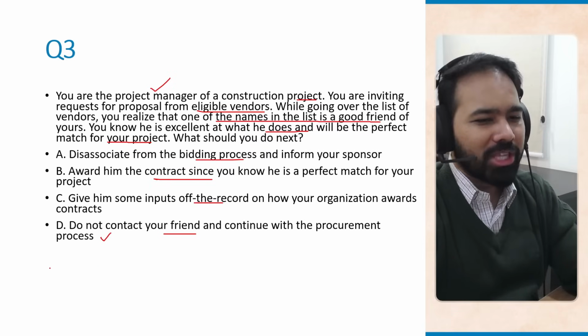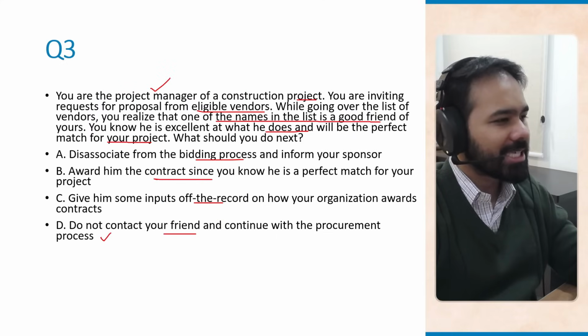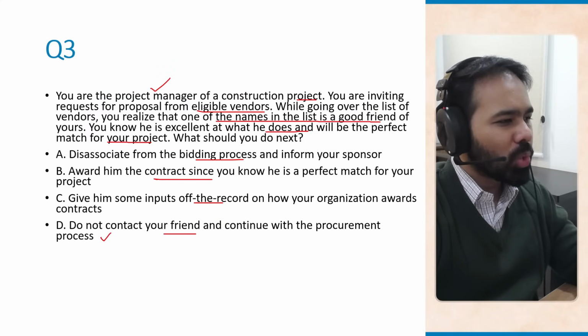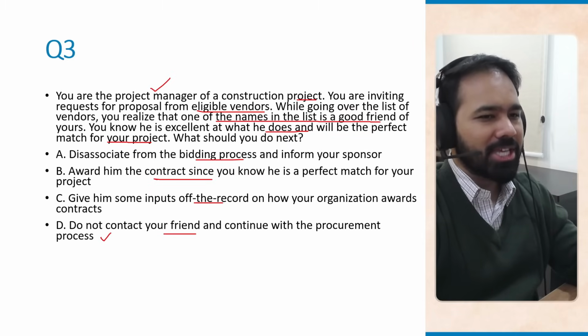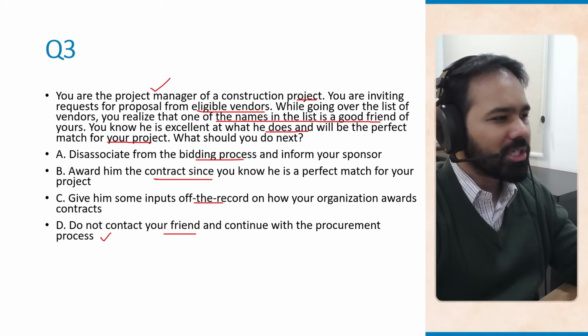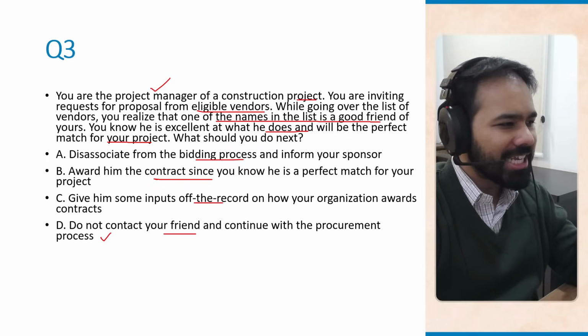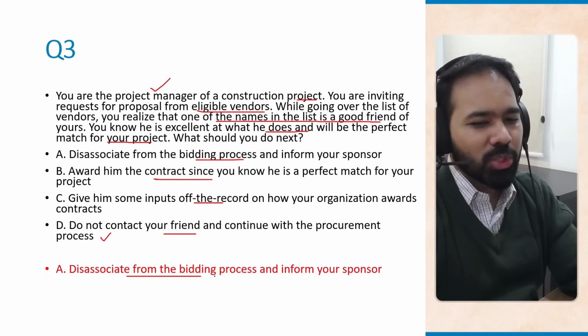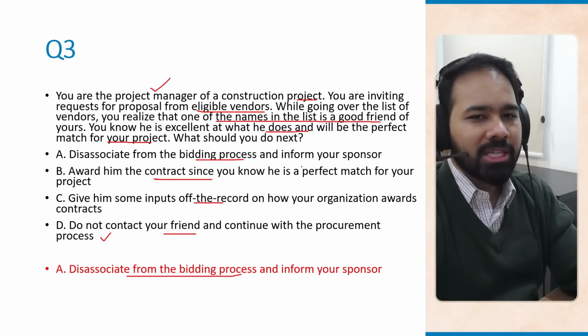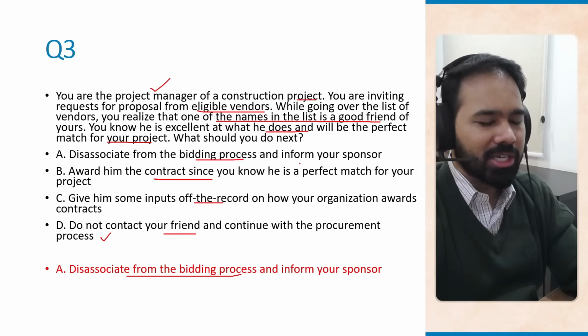What do you think? Now, this question is obviously related to procurement, but as much as it is related to procurement, it is also related to ethics. And any conflict of interest must be disclosed and handled transparently. That's what PMP tries to teach you. So, how do you disclose and basically handle this transparently? The correct answer is option A: disassociate from the bidding process and inform your sponsor that one of the eligible vendors is your friend.